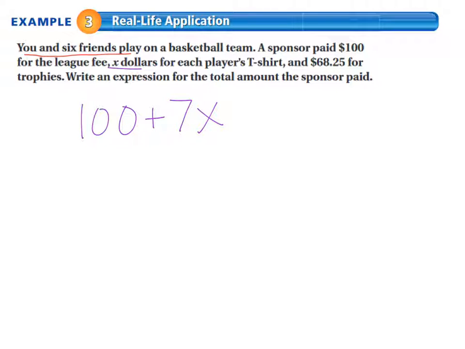And $68.25 for trophies. Plus $68.25 for trophies. Write an expression for the total amount the sponsor paid.